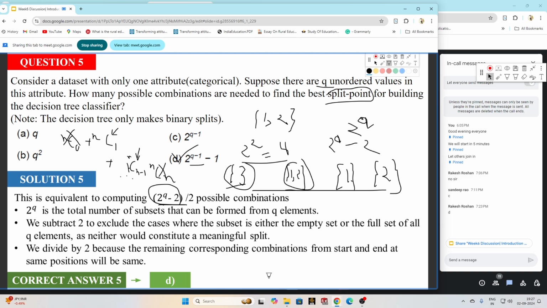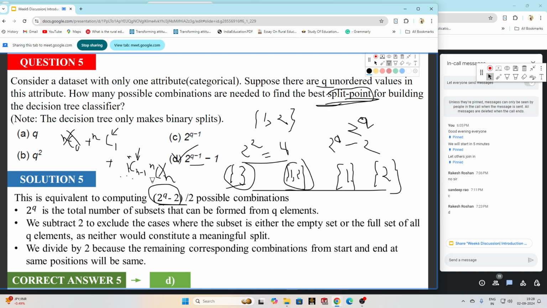So again I am repeating, whenever you have been given q unordered values and you have to split them into different sets, the maximum number of subsets you can get is 2 to the power q. But the problem with 2 to the power q is one set is the empty set and one set is the full set. So that is not a thing for split, because we are ultimately focusing on split. So that is why we cannot take these 2 sets, one is the empty set, one is the full set. So we are not interested in these 2. That is why we have cut nC0 and nCn.